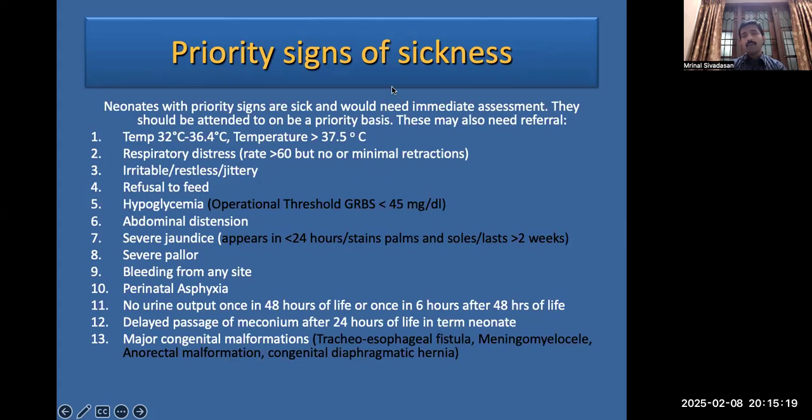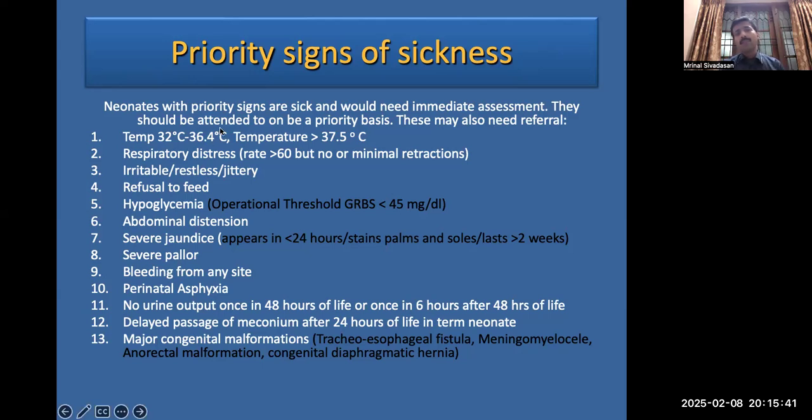Then we should look into priority signs of sickness. These are signs which show that the baby is sick and needs immediate assessment, should be attended to on a priority basis and may also need referral. We will go in a fashion like temperature, airway, breathing, circulation.